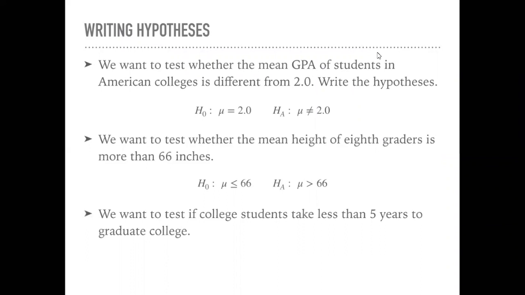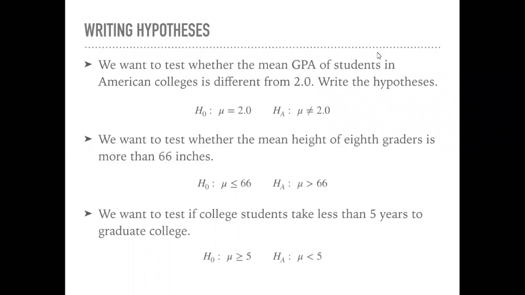And the third one here, we want to test to see if college students take less than 5 years to graduate college. So we're comparing the mean to 5, and we're saying less than, so we would have a left-tailed test here. So the null hypothesis, the mean is greater or equal to 5. Alternative hypothesis, the mean is less than 5.